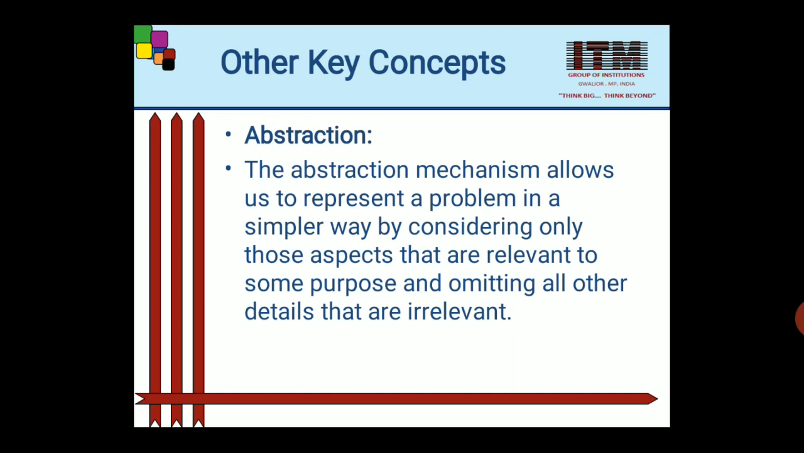In other words, the main purpose of using the abstraction mechanism is to consider only those aspects of the problem that are relevant to a given purpose, and to suppress all aspects of the problem that are not relevant. The abstraction mechanism allows us to represent a problem in a simple way by considering only those aspects that are relevant to some purpose, and omitting all other details that are irrelevant.